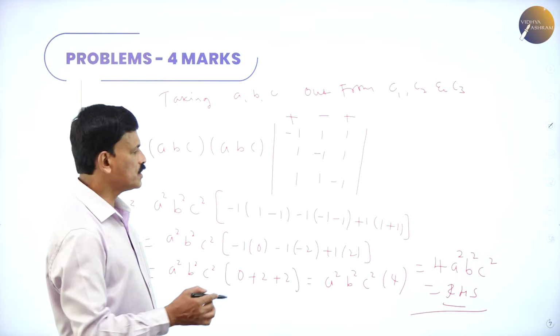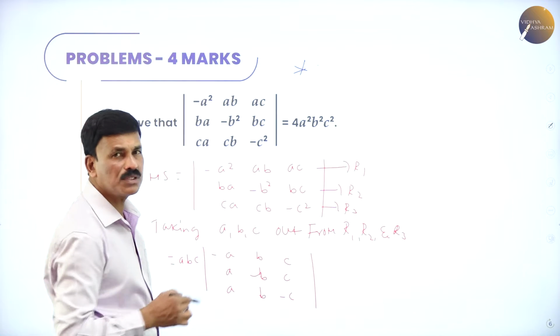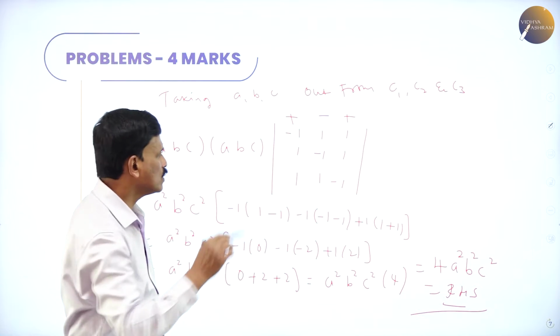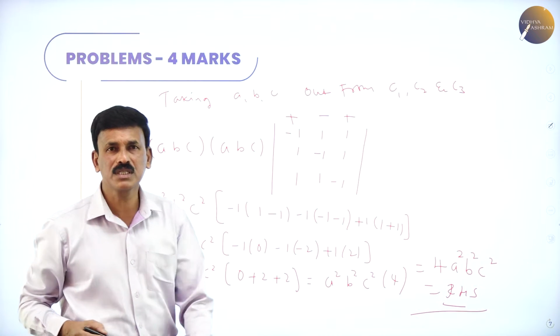What is the answer we want to get? 4a square b square c square. Very simple problem.